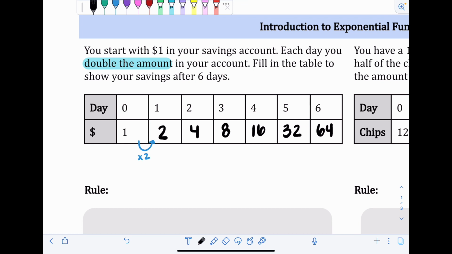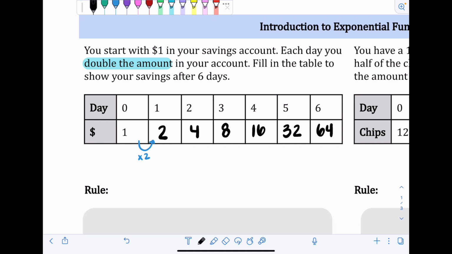So even though we only started with $1 in our savings account and we weren't really growing it that quickly at first, it just went from 1 to 2 to 4, it doesn't seem like we're saving a lot. But if we're continuing to double the amount in our account each day, it eventually starts to grow really quickly. We got up to $64 in 6 days. And you can imagine if we kept going from there, day 7 would be $128.